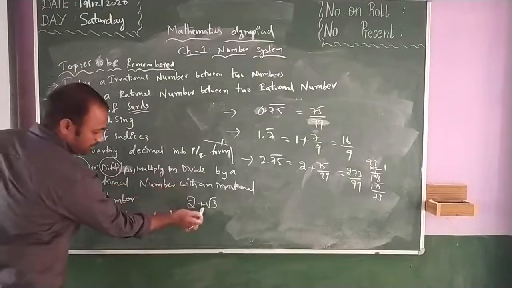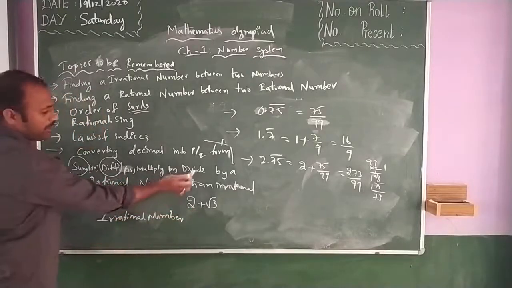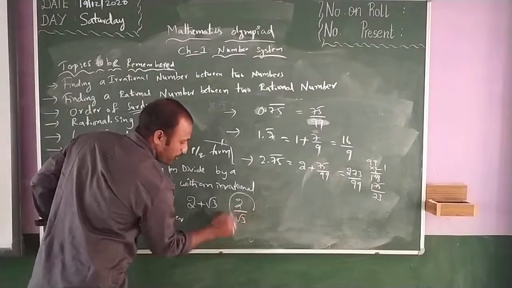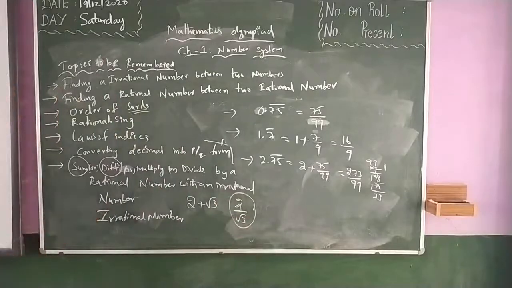If I multiply these two also, I am going to get an irrational number. If I divide, like 2 divided by root 3, then I am going to get an irrational number only.